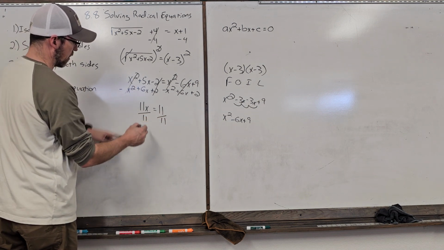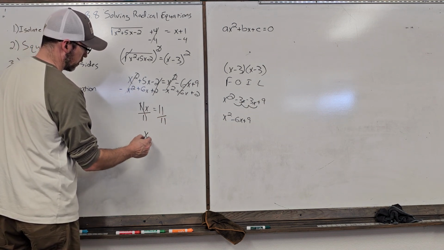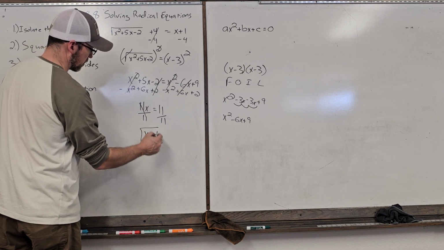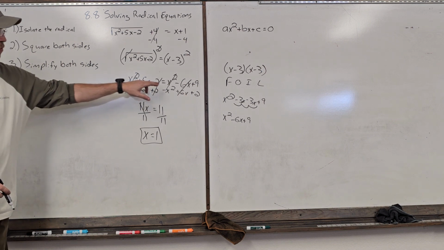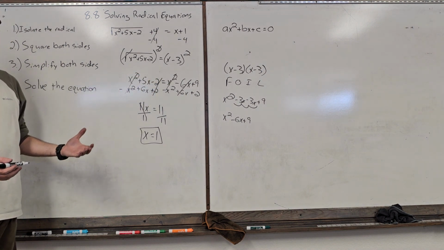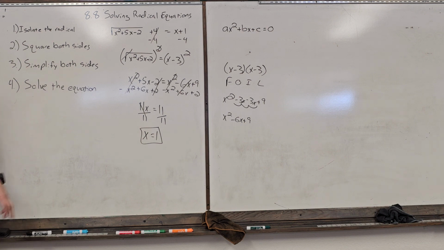Now solve the equation. I need to isolate the x. 11 divided by 11 is 1. So we get x equals 1. Now just so we know, if these x squareds had not canceled each other out, I would have had to solve it the same way I would any other quadratic, and I would have gotten 2 answers.